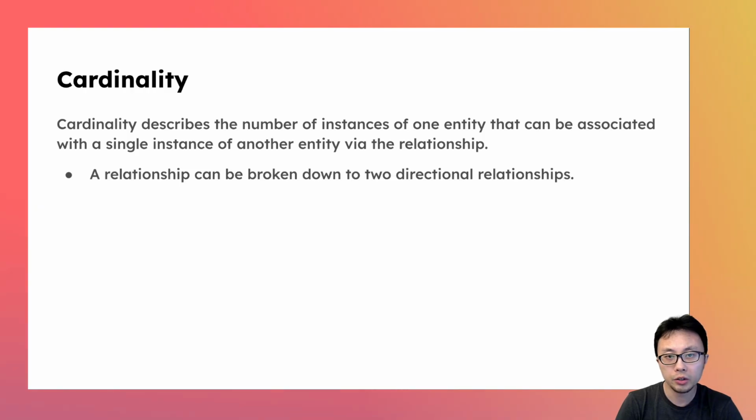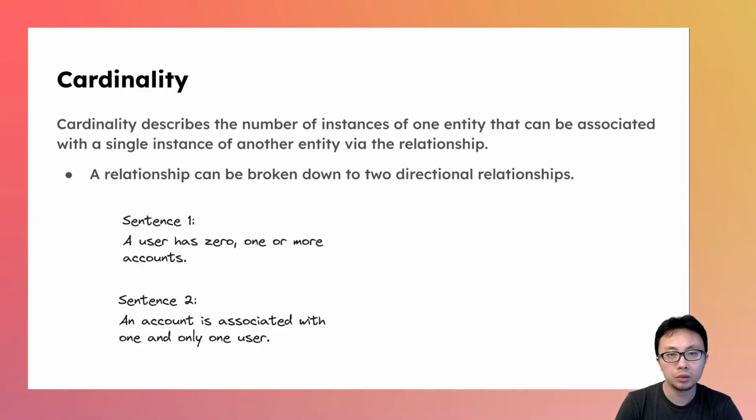First, a relationship between two entities can be broken down to two different directional relationships when you look at it from the lens of cardinality. For example, think about the relationship between user and account in a database supporting a banking system. This relationship between the two entities are summarized in the two sentences on the screen. A user has 0, 1, or more accounts. An account is associated with one and only one user.